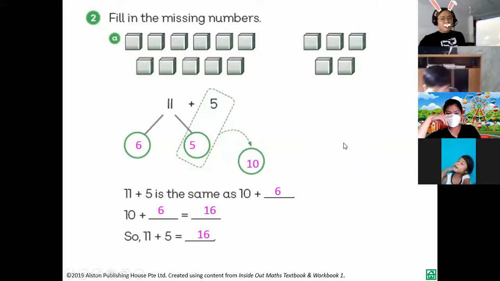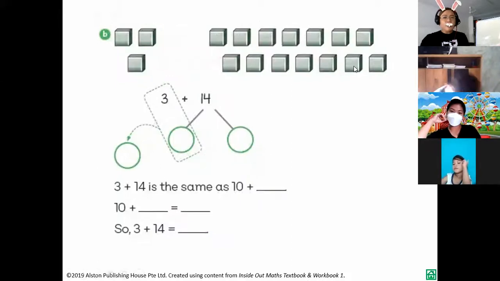All right, now let's proceed to letter B. So how many cubes are there? So we have 3 plus 14.